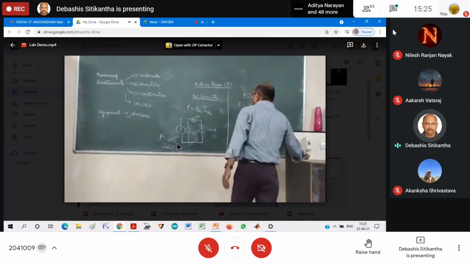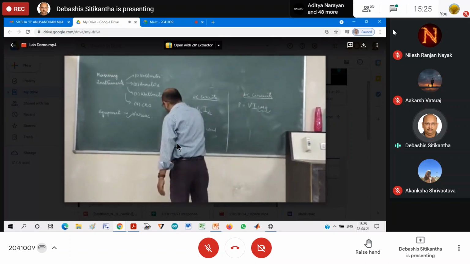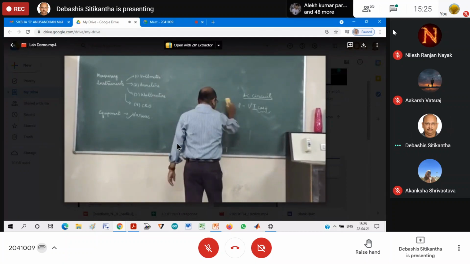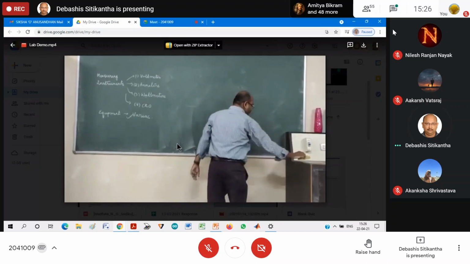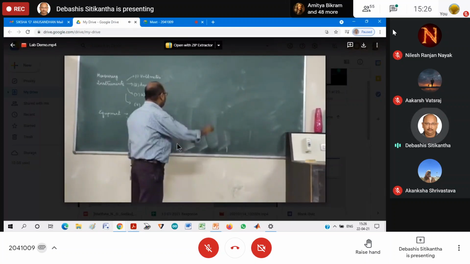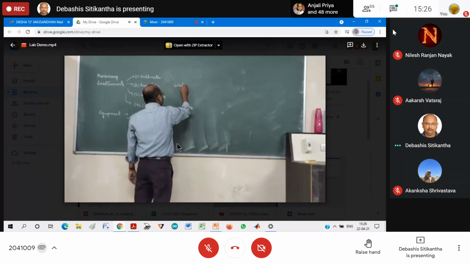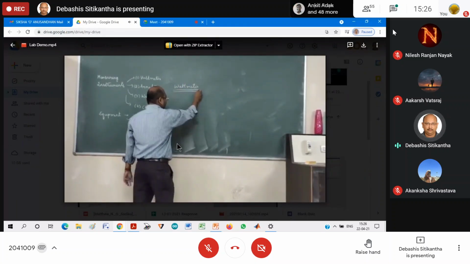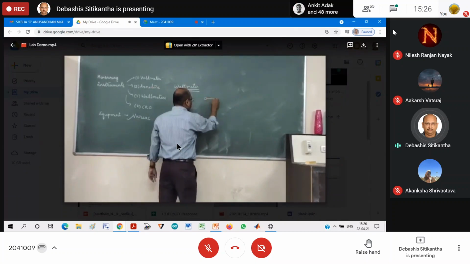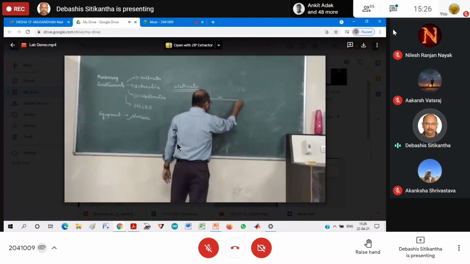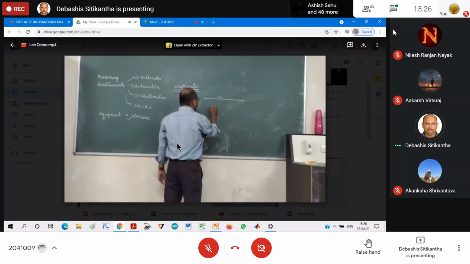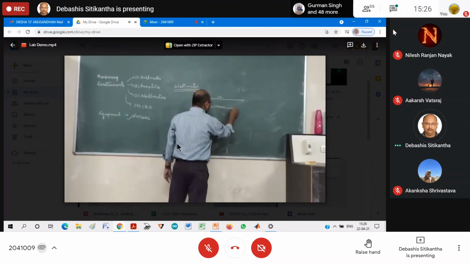Now, how we are going to connect this wattmeter, what is the symbol of this wattmeter, and how we are going to do it, let us have a look. The symbol of a wattmeter is given like this. The wattmeter is going to have a current coil like this, and it is going to have a voltage coil like this.